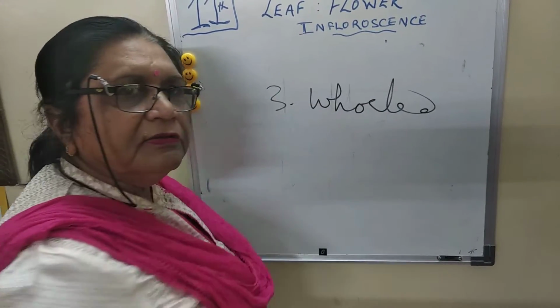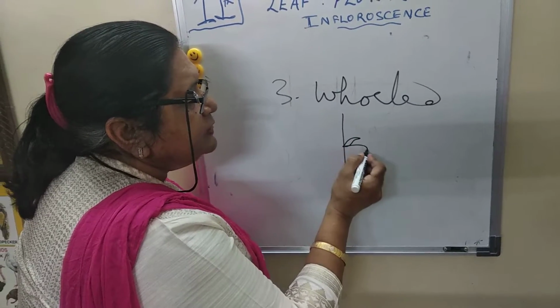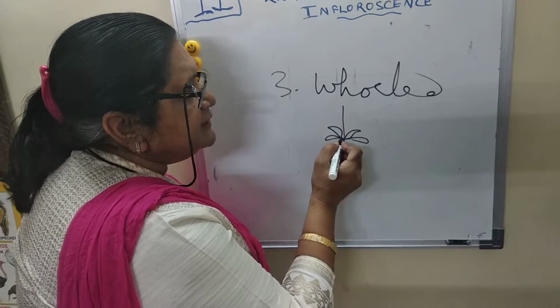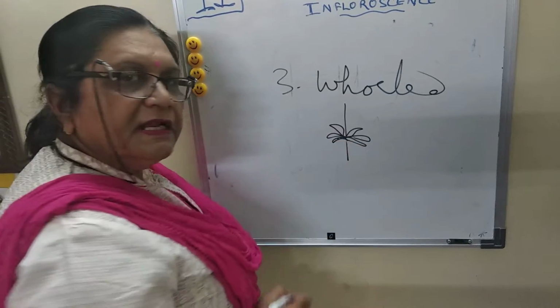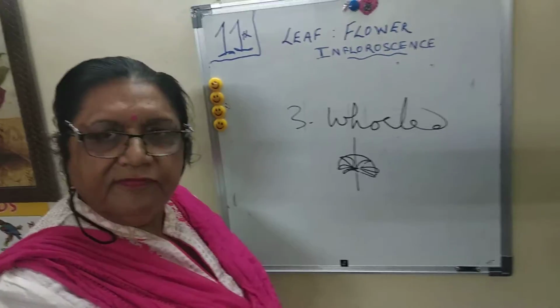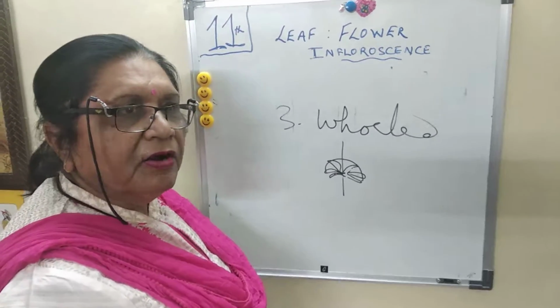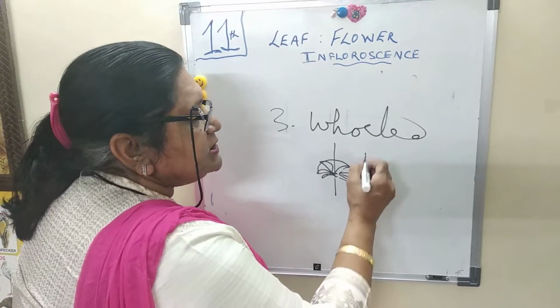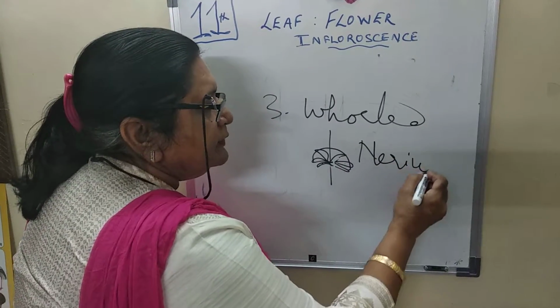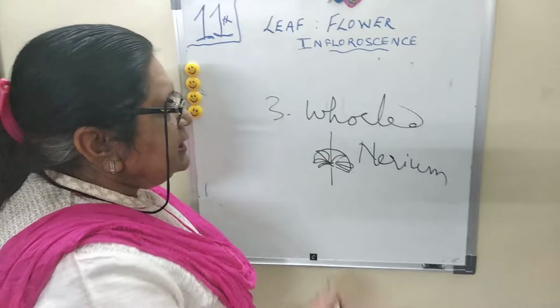Whorled position, whorled arrangement. Stem, node, one leaf, two leaf, three leaf, like this. They are arranged in a whorl, a continuous wall at the same level. So if they are 3, 4 in number on this wall, then the condition is seen in Nerium. It is also called oleander. It is also called kaner.